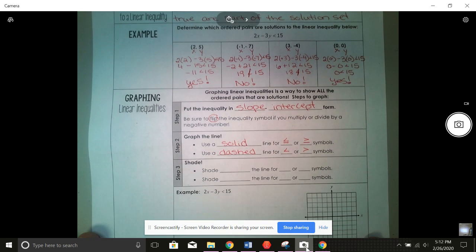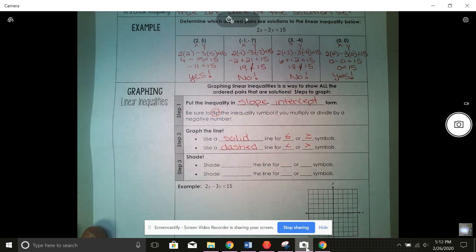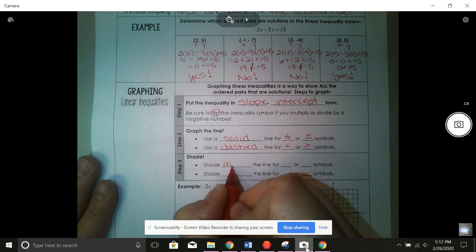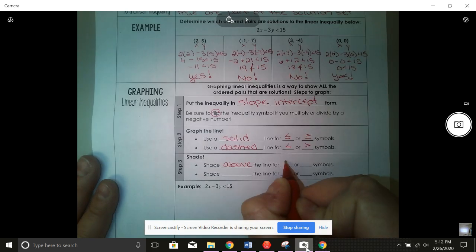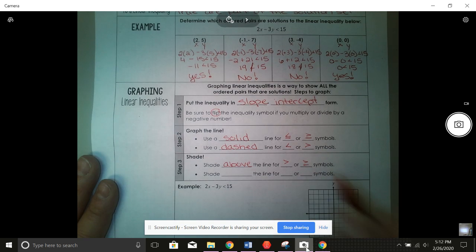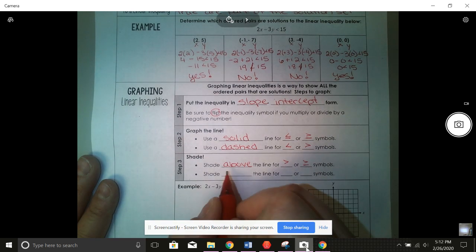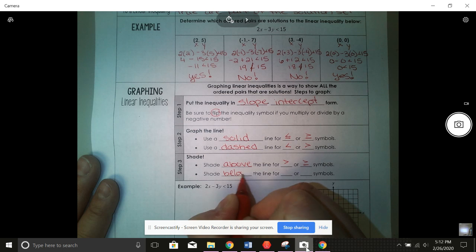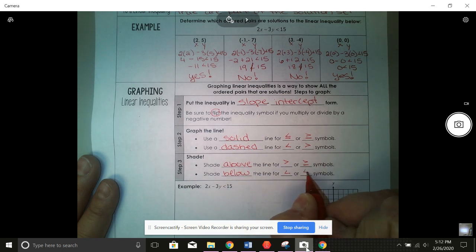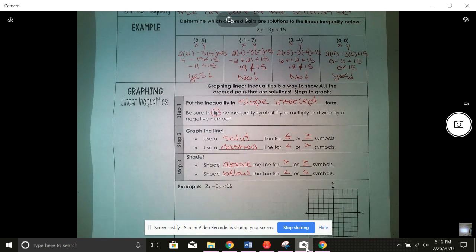And then finally, when dealing with inequalities, we're always going to shade towards the less than or greater than zone. So we're going to shade above the line for all greater than or greater than and equal to symbols. And we're going to shade below the line for all less than or less than and equal to symbols.